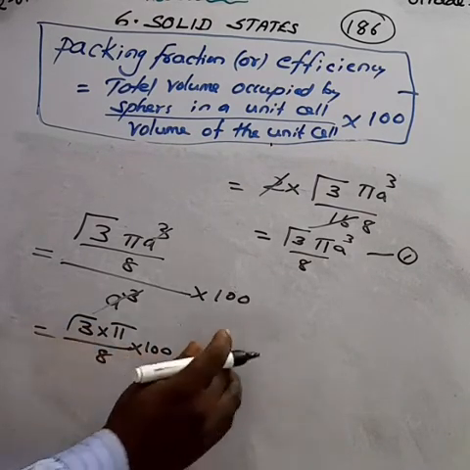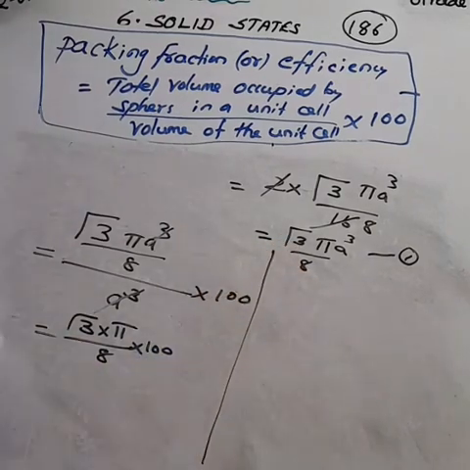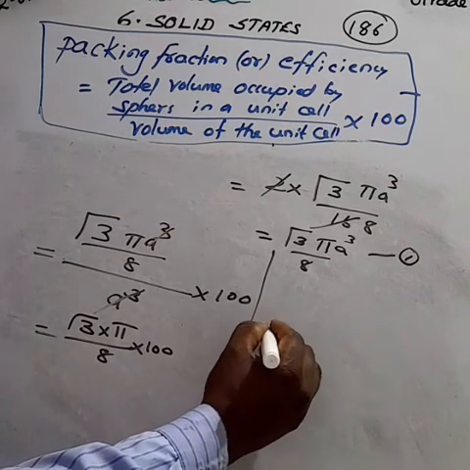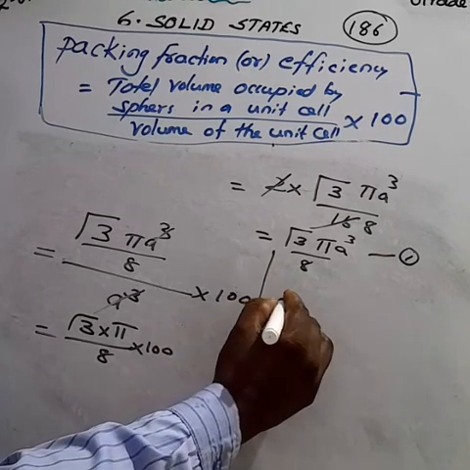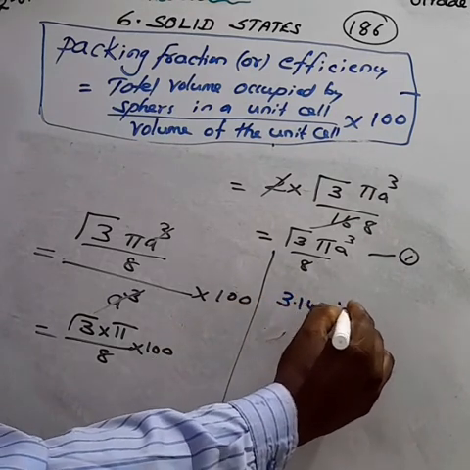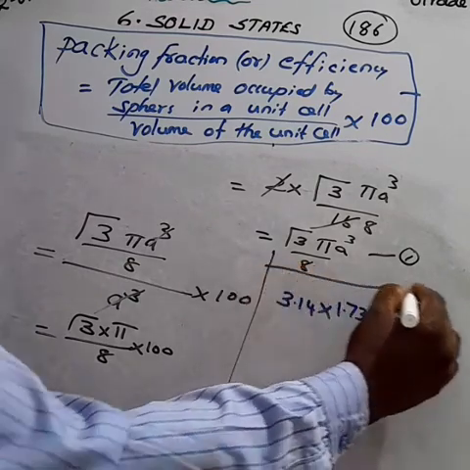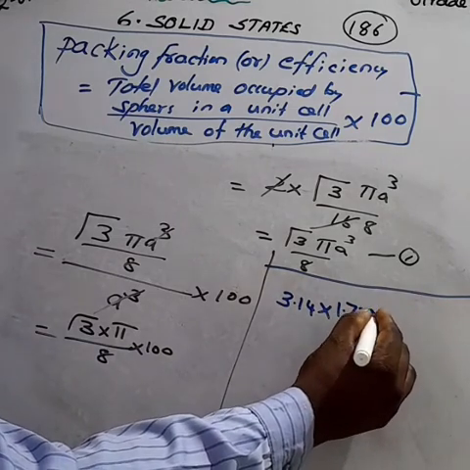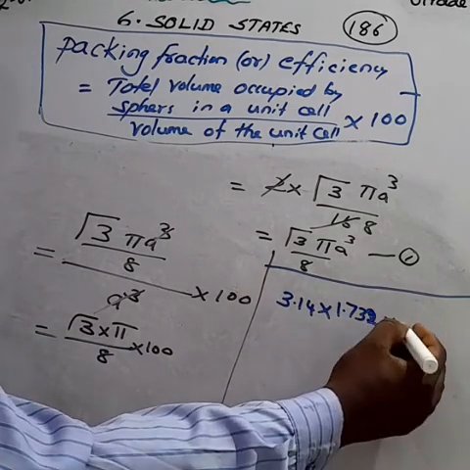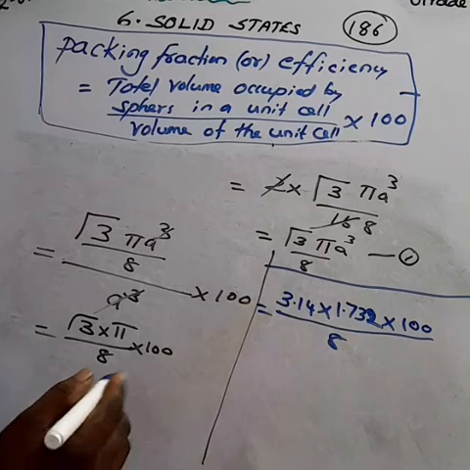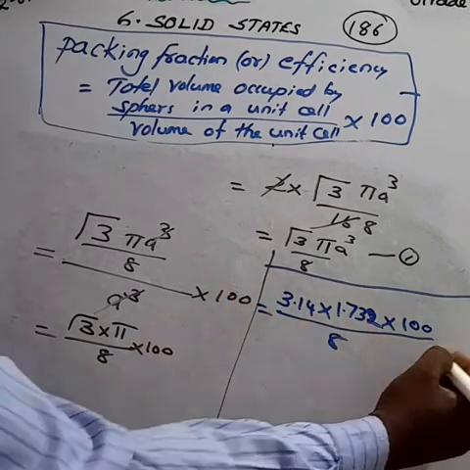Now I am going to multiply in these values. Here I take the pi value as 3.14 into the root 3 value 1.732, into 100 divided by 8, am I right? First I am going to divide this one. 100 divided by 8 is equal to 12.5.